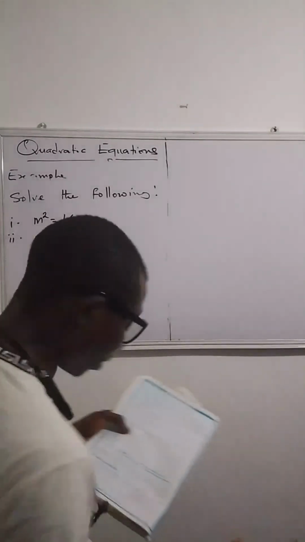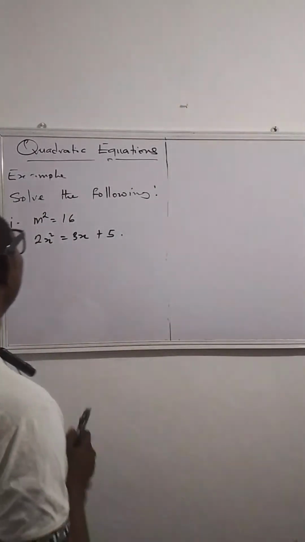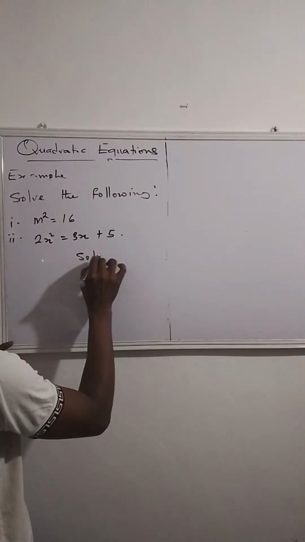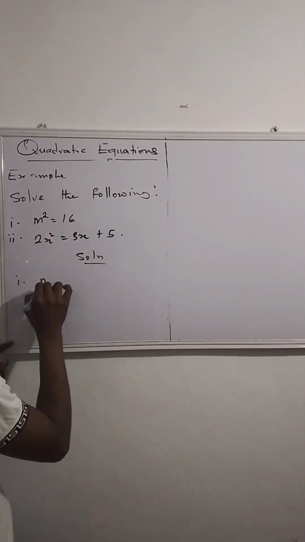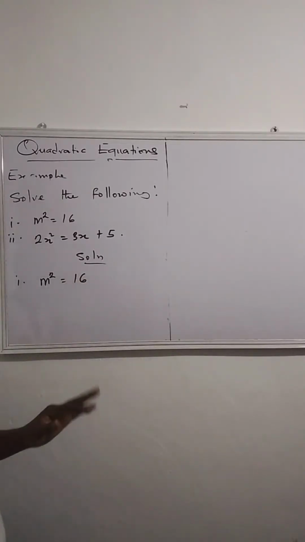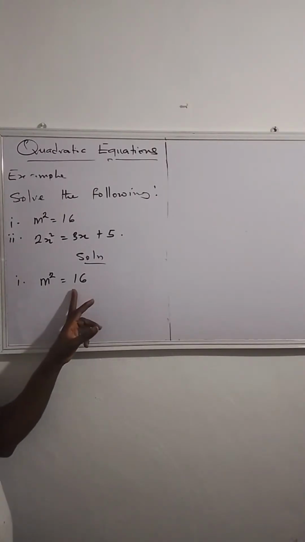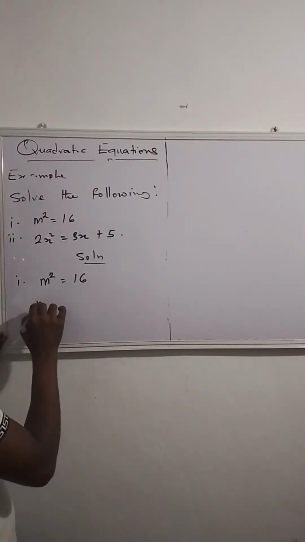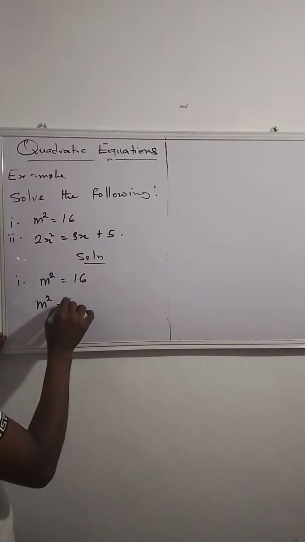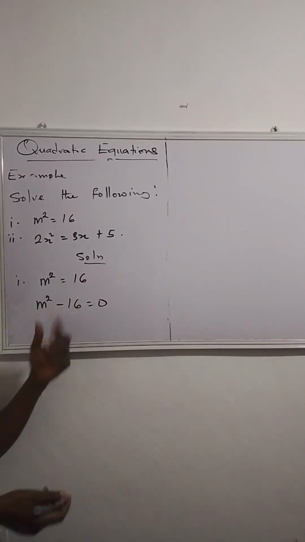Okay, so now let's solve these together, and let's see how you are expected to solve it. Now, the first one, m squared equals to 16. Now, let us subtract 16 from both sides. Okay, so we now have m squared minus 16 equals to 0. Or you move this 16 to this side, you have minus 16.